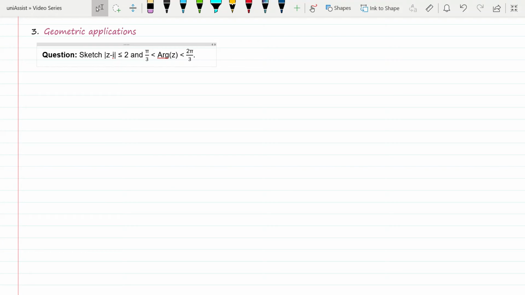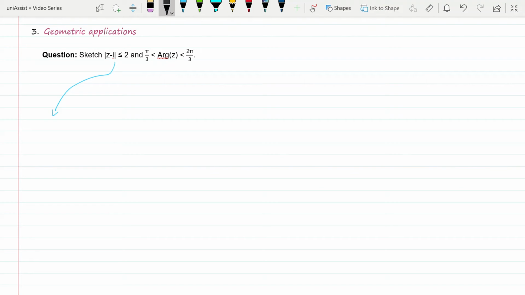Another really common use of complex numbers is in the form of geometric applications. This usually comes in the form of plotting particular relationships that are given to us. So for example, in this question we're told that the modulus of z minus i is less than or equal to 2, and the arg of z is between π/3 and 2π/3. This can look confusing at first, but once we break it down, it becomes a lot clearer. So what I usually like to do is handle these two things separately.